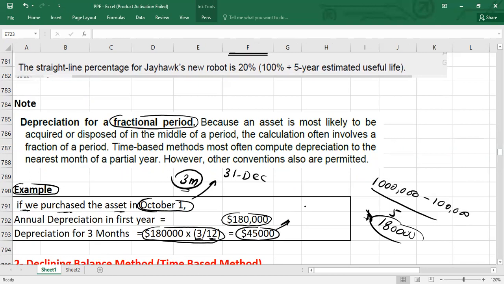Now with this depreciation in the first year, what entry can you pass? Debit depreciation expense and credit accumulated depreciation.